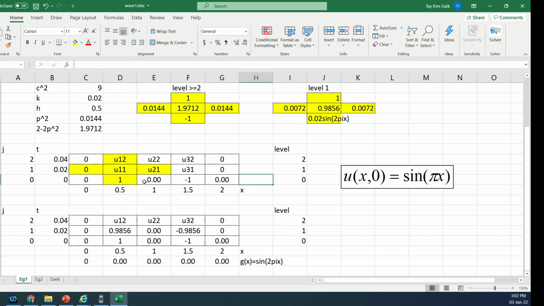So to get U12, apply a 3 level molecule. Click the coefficient for the 3 level molecule. Make sure you constant it. Then multiply.